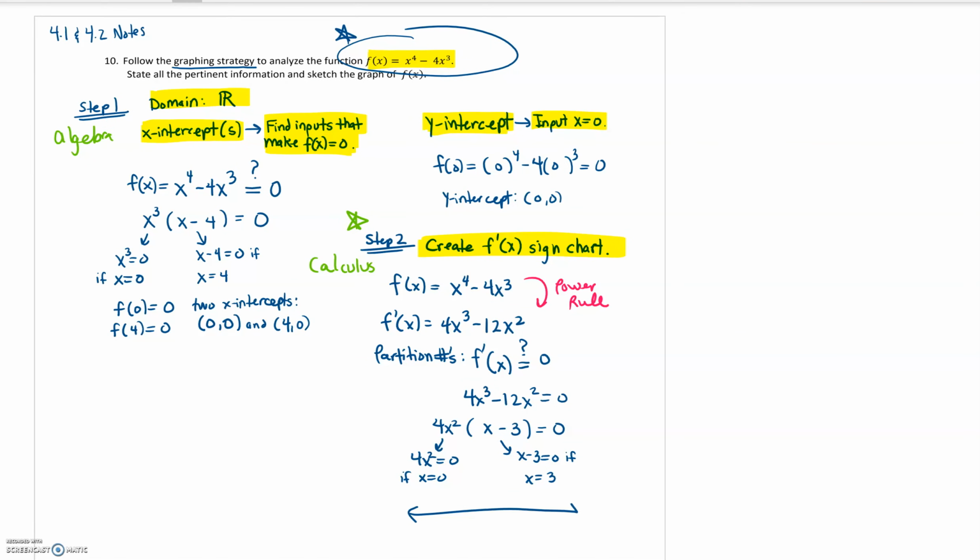So I'll go ahead and put those on my first derivative sign chart. I'll be sure to label this sign chart with an F prime. I'll put my inputs there as my partition numbers. Above those partition numbers, I'm going to put zeros because they created an output of 0, a derivative of 0. And then you need to do your test points.